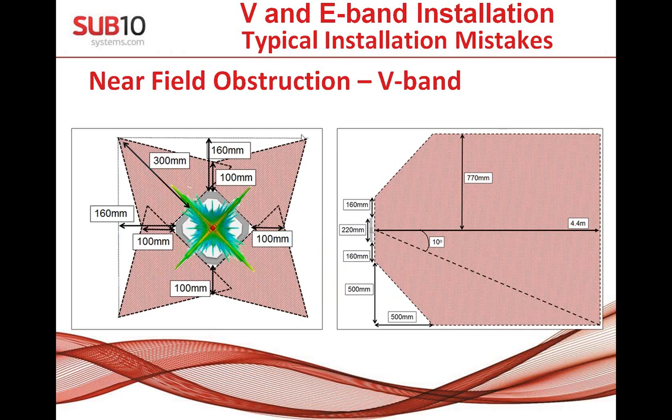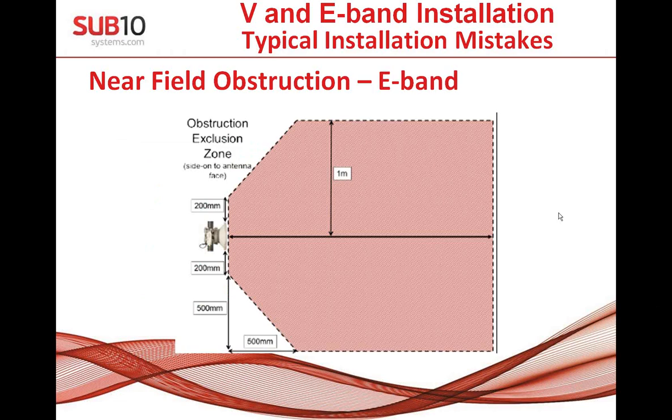If you look for V-band, you have this diagram of what has to be clear on the near end, and you also have a diagram of how to check. It's better to use at least 1 meter and 5 meters, nothing between the radio and free space.